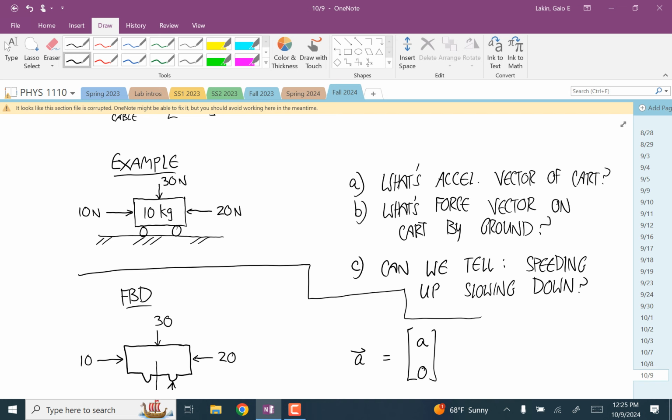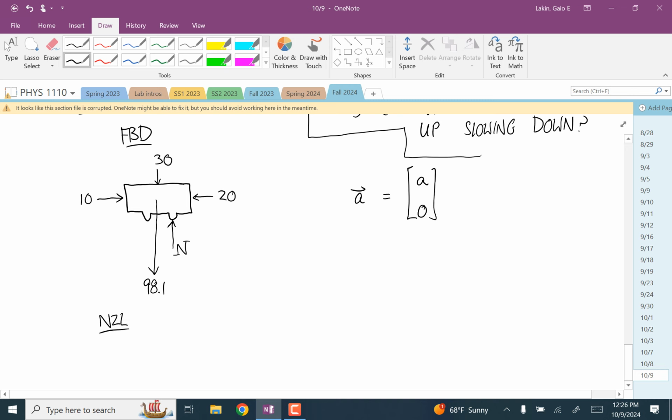And now we'll go to Newton's second law. So what are the components of the weight force? Yep, 0, negative 98.1. What are the components of the normal force?